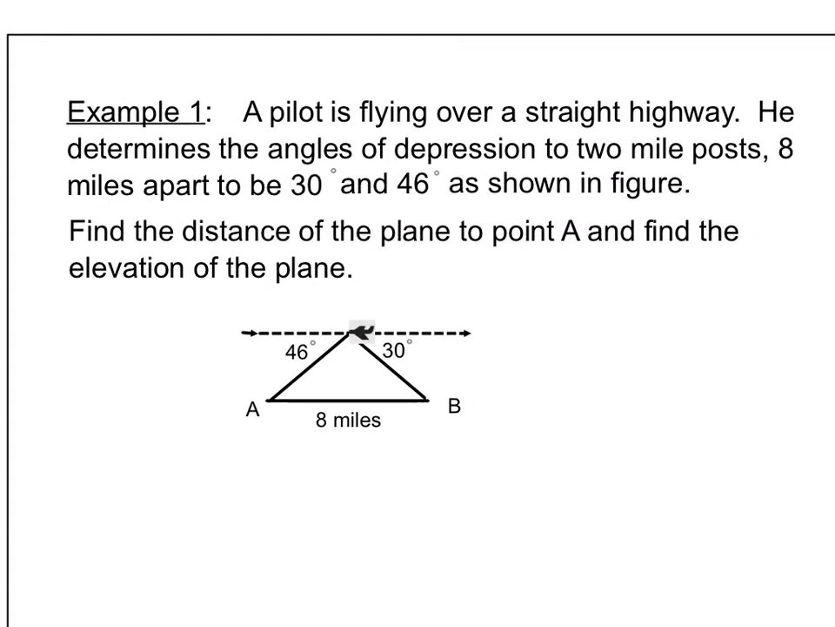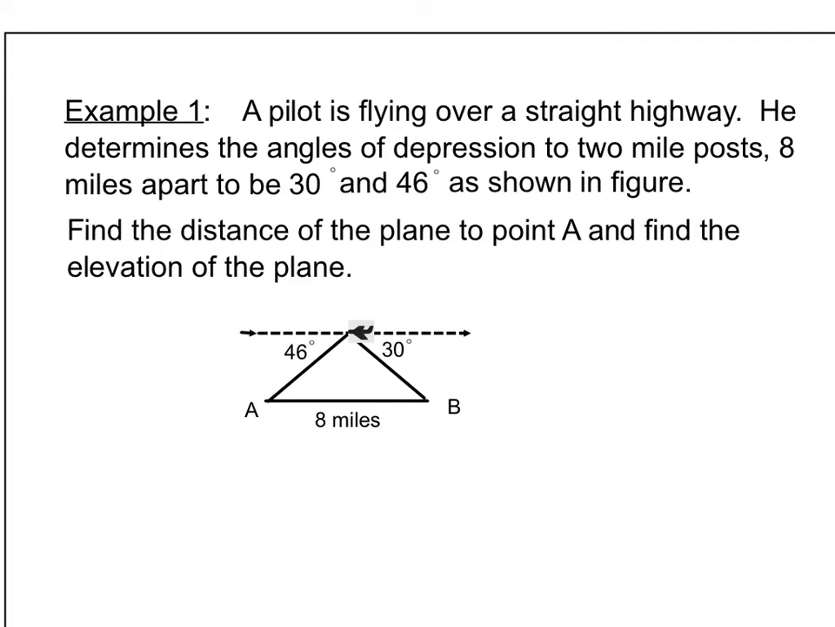A pilot is flying over a straight highway. He determines the angles of depression to 2 mile posts 8 miles apart to be 30 and 46 degrees. Find the distance of the plane to point A and find the elevation of the plane.